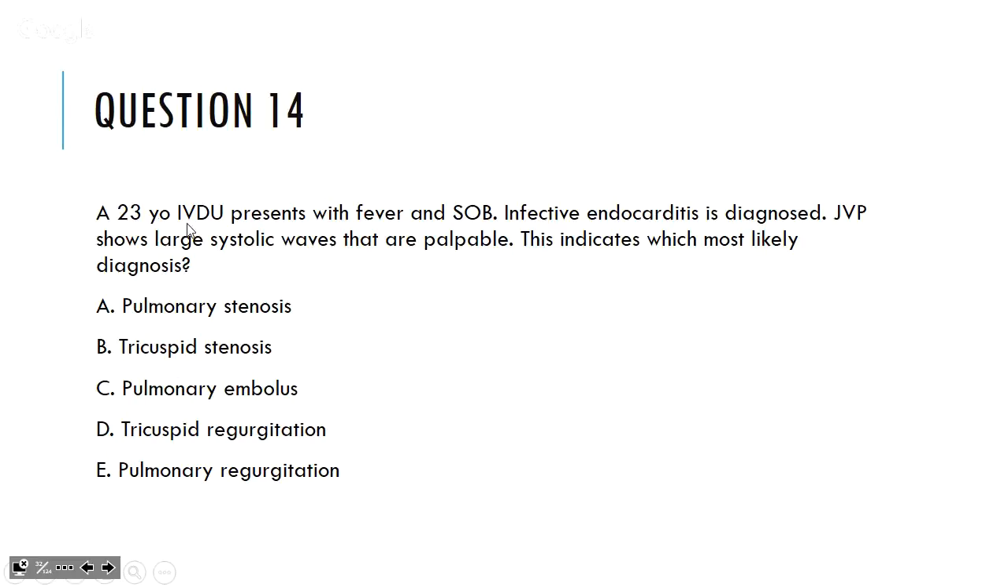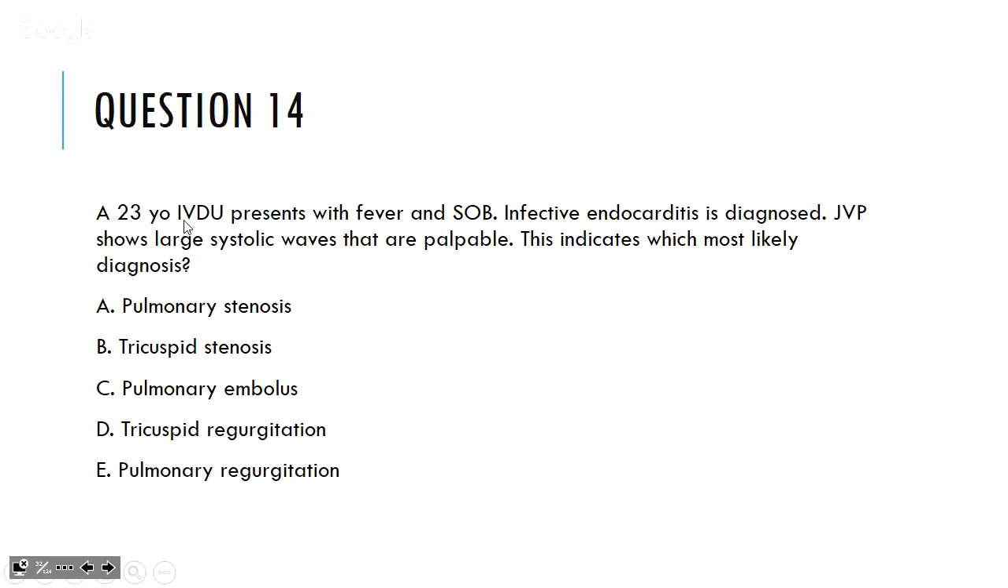Yeah, so 23-year-old IV drug user, a bit of a buzzword there. Fever and shortness of breath, and they've got infective endocarditis. What do you think the most likely diagnosis is? It's pretty much solely based on IV drug user. Oh, pretty close. It's tricuspid regurg.